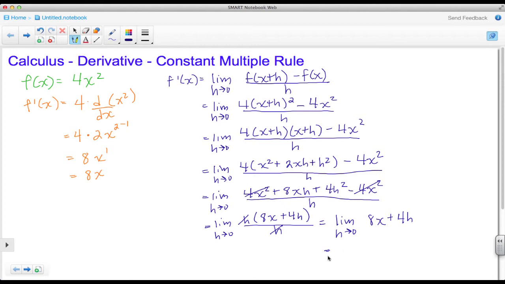And at this point, I can actually substitute in the 0 for the h. So I have 8x plus 4 times 0, which just turns into 8x plus 0, which is in fact just 8x. And we see that 8x does match what I came up with when I used the constant multiple rule.